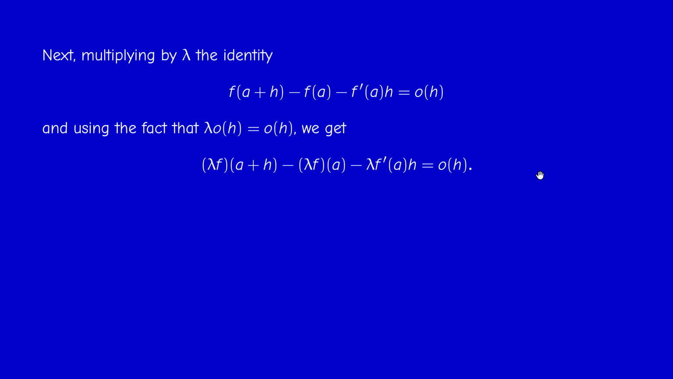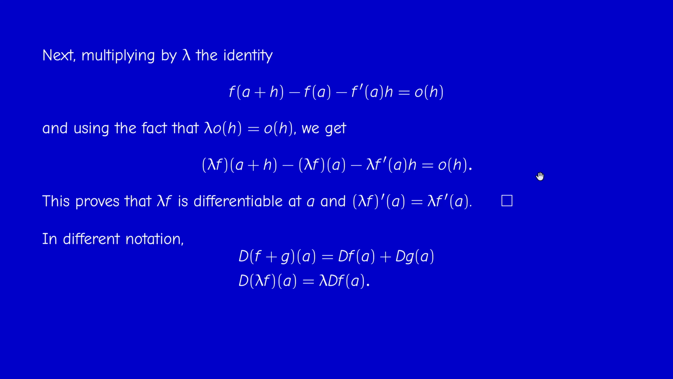So pretty straightforward. Now, if you don't like this notation, you can use the big D notation for the derivative. So the Fréchet derivative of f plus g at a is the sum of the derivatives. If you encounter this somewhere else, don't panic, because we can use different notations.